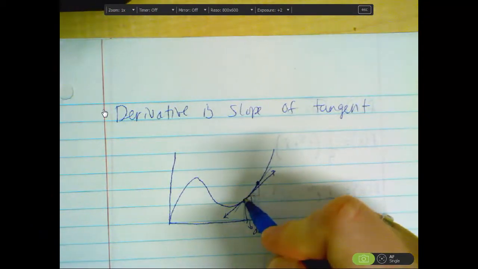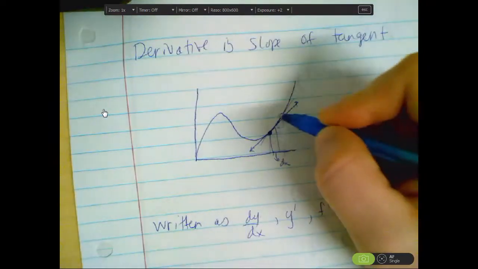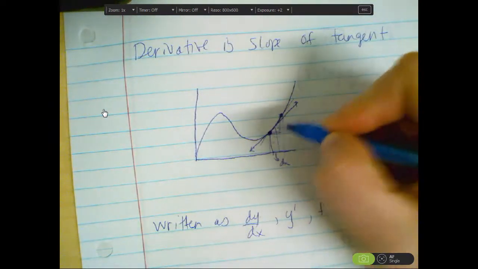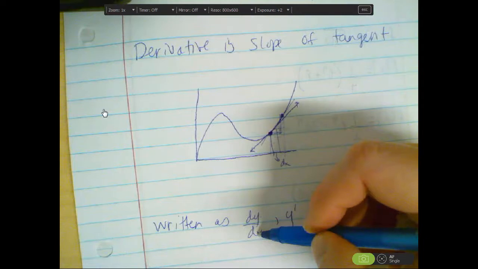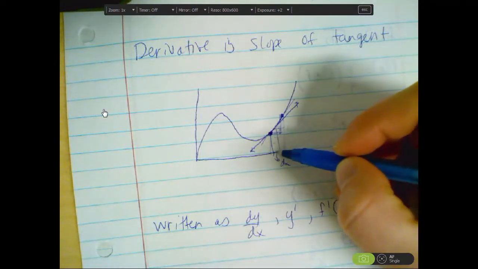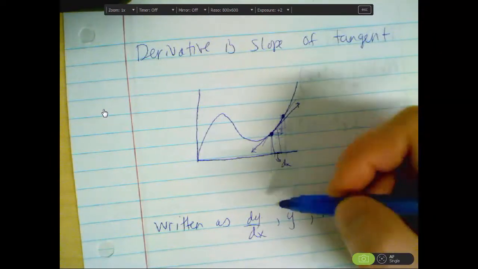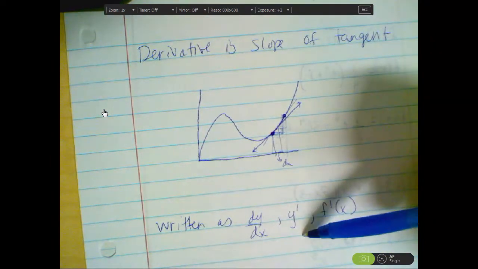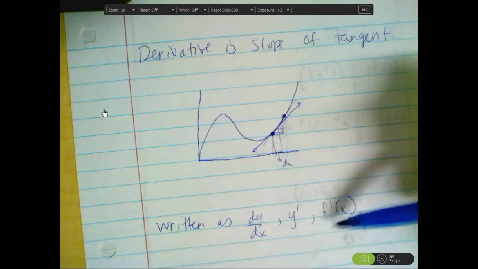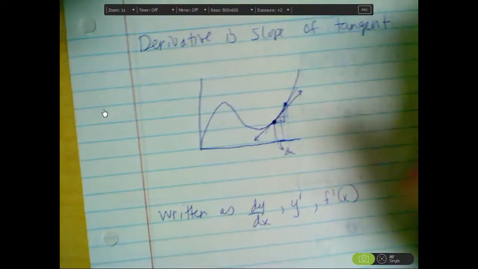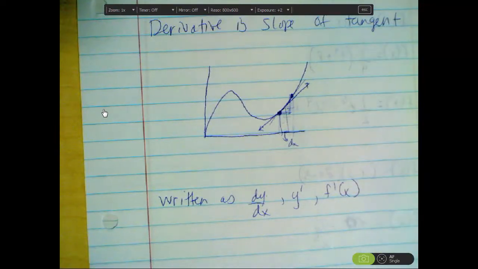So the change in y we call dy. Change in y is the difference in the y's, and the change in x we call dx. And we remember dx is a really, really small change in x. So here are 3 different ways you might see derivative written: dy dx, y prime, f prime of x. And now there's lots of rules and shortcuts for finding derivatives. That's what I'm going to talk about today.